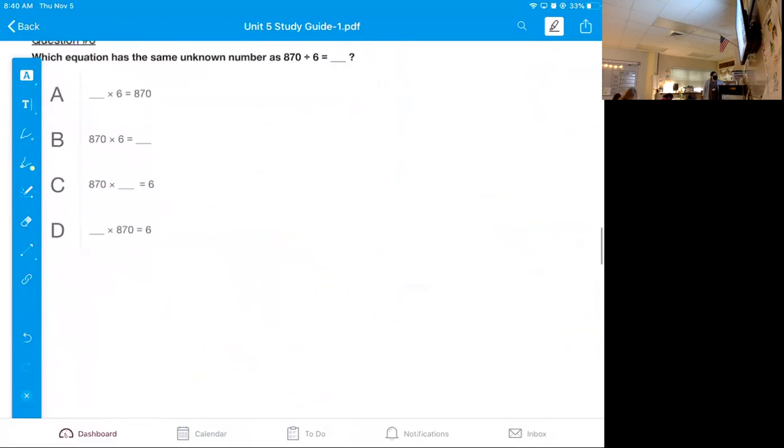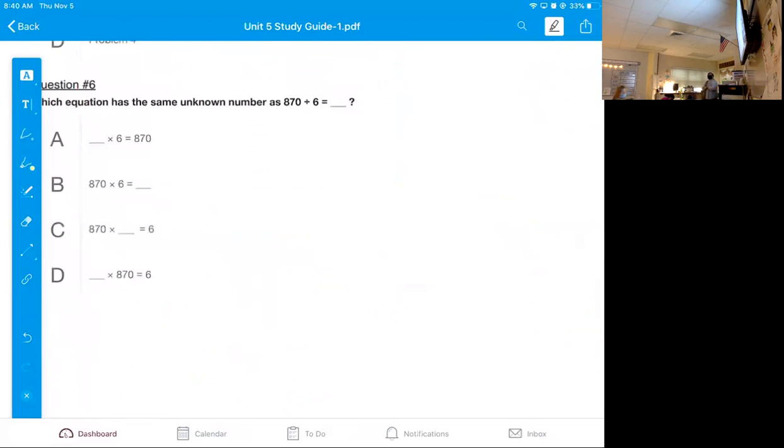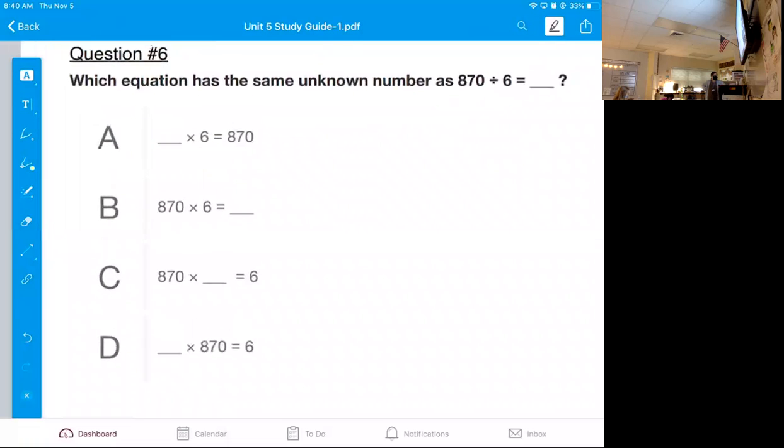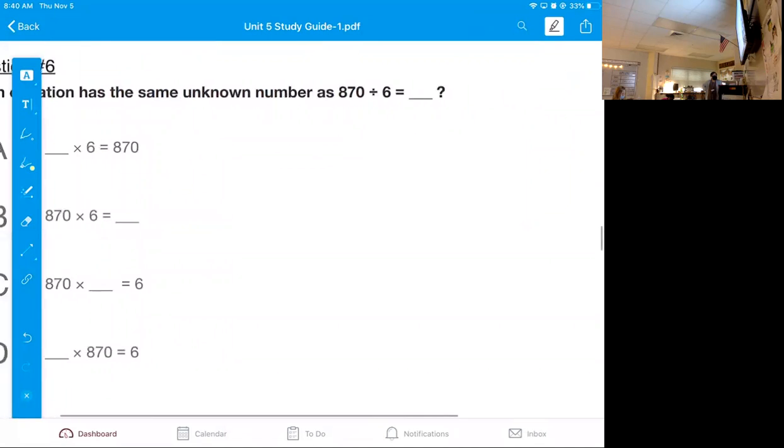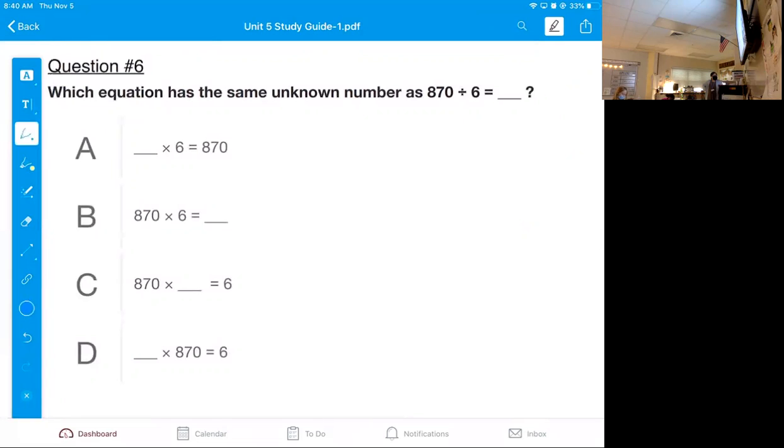All right, number 6. This one was a little tricky. This is the most missed question out of both classes on the study guide. So what this question says is which equation has the same unknown number as 870 divided by 6? So unknown number is what we're looking for here. What it's saying is if you knew what number goes in this blank, which one of these blanks down here would have that exact same number? So if I wasn't sure, I should work this out and see what number goes in that blank first.